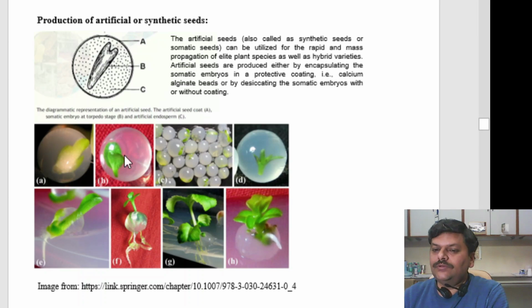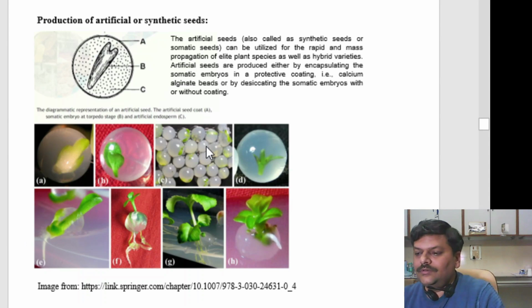Cover those shoot apical meristems or plant parts in a layer of nutrient media covered by a solidifying agent, which is in this case either calcium alginate or sodium alginate. You can see here these small tiny balls, and each ball has one explant in it. You can transfer these balls to destination laboratories, and they can take the explant out from the calcium alginate ball and put it again on a suitable media where it will germinate and make a new plant.